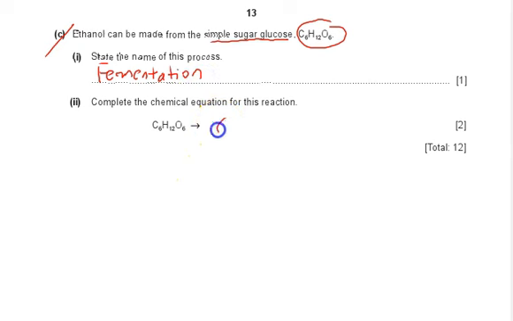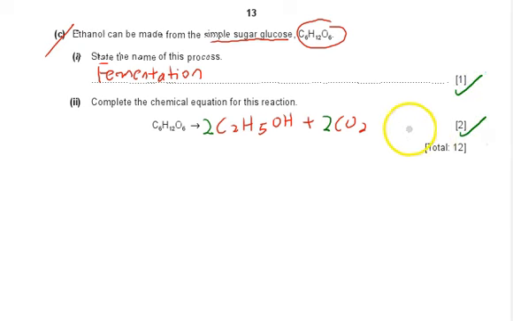Okay, now here we have ethanol plus water. So here you'll be having carbon dioxide plus water. Okay, only carbon dioxide. So when we balance this, here you'll be getting 2 here and 2. So you'll be getting 1 mark and 1 mark. So the total mark for this question is 12 marks.